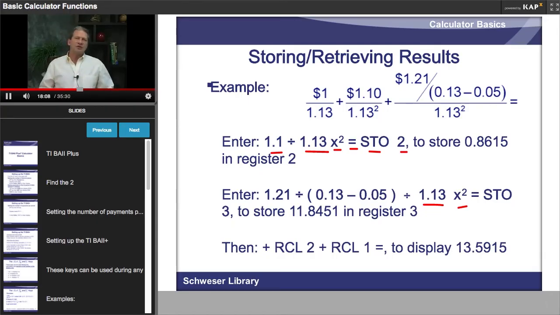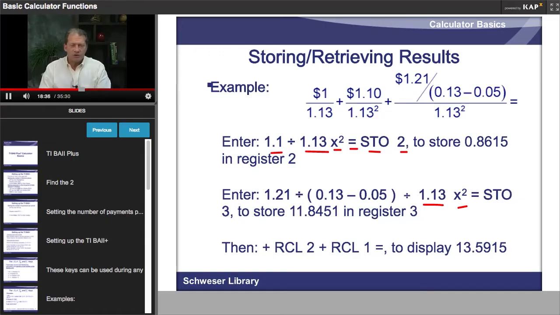So once we've got all these pieces, we've got in our display that third one, 11.8451 displayed even though we've stored it, and then we can just go plus recall 2 plus recall 1 equals, and come up with 13.5915.